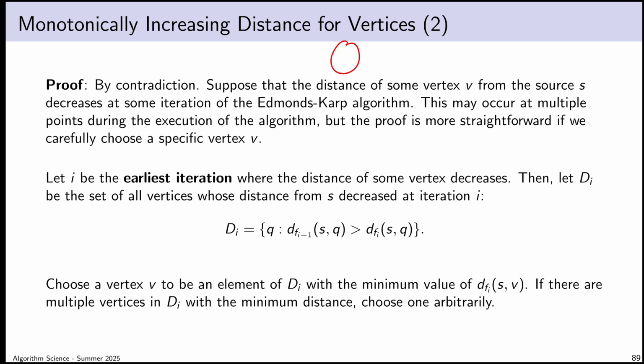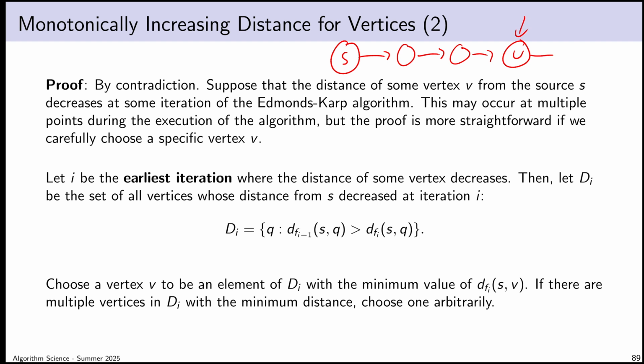I can give a pretty easy example of how that pretty much has to be the case for a lot of graphs. Suppose I have this state here where I've got a bunch of vertices. Suppose I have this vertex u here. And suppose that vertex u has its distance decrease at a particular iteration of the algorithm.